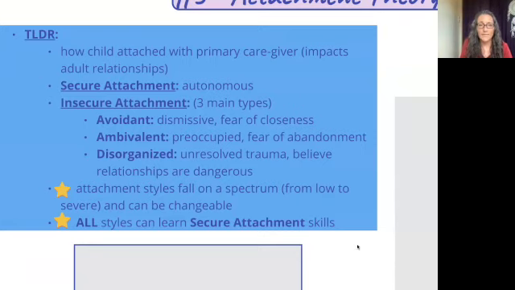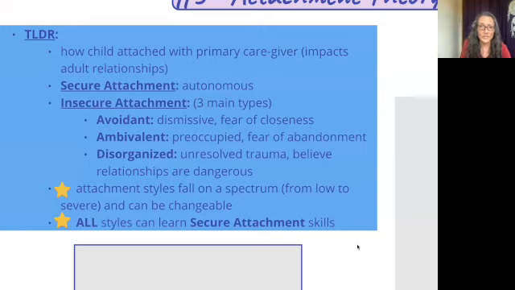So there's 4 main attachment styles, and we all have pieces of all 4. One is secure attachment. Then we have 3 insecure attachments: avoidant, ambivalent, and disorganized. Avoidant can be dismissive or fear of closeness. Ambivalent is fear of abandonment. Disorganized is actually from unresolved trauma, so they can actually show both avoidant or ambivalent, depending on what's going on.